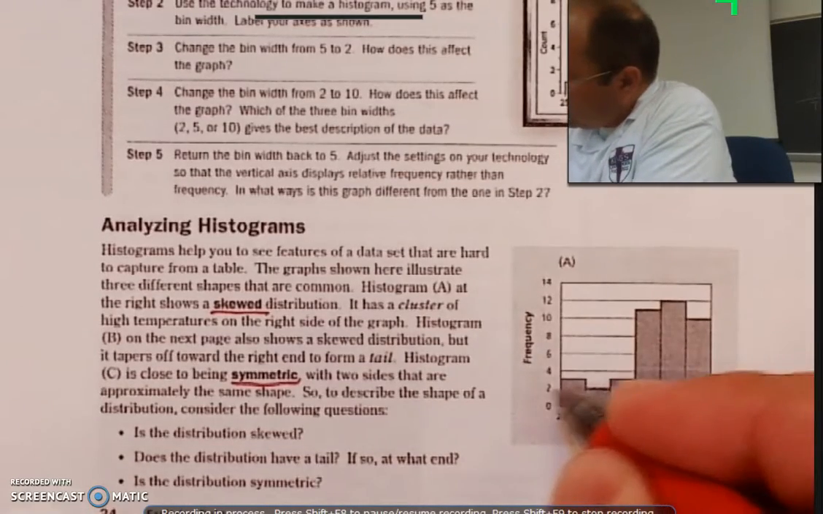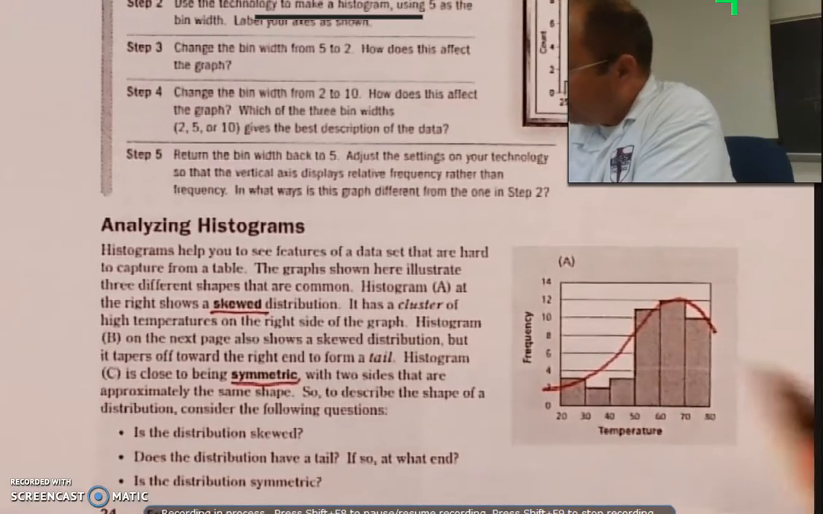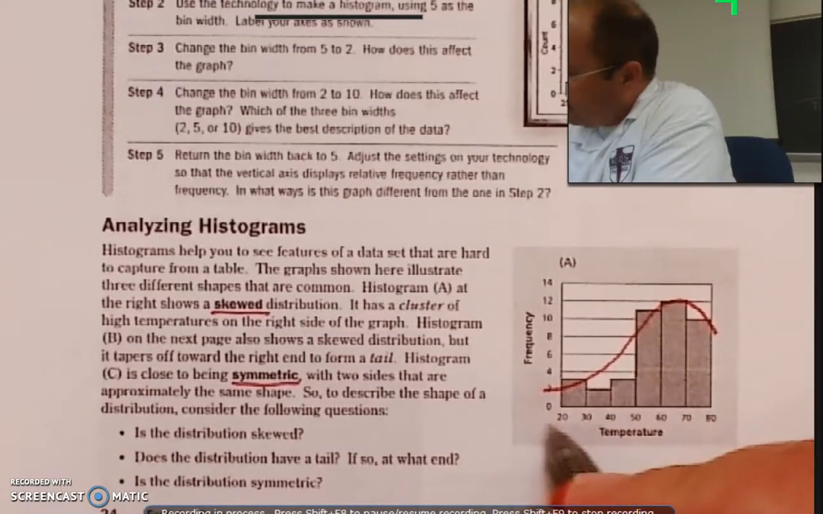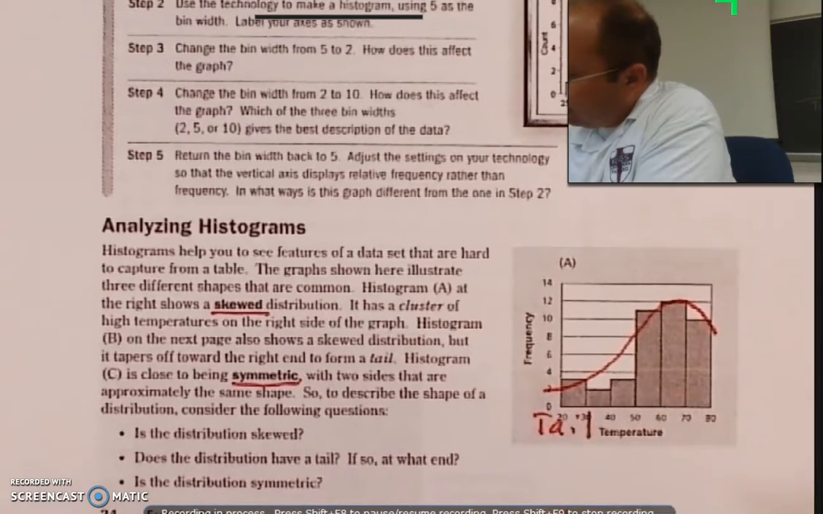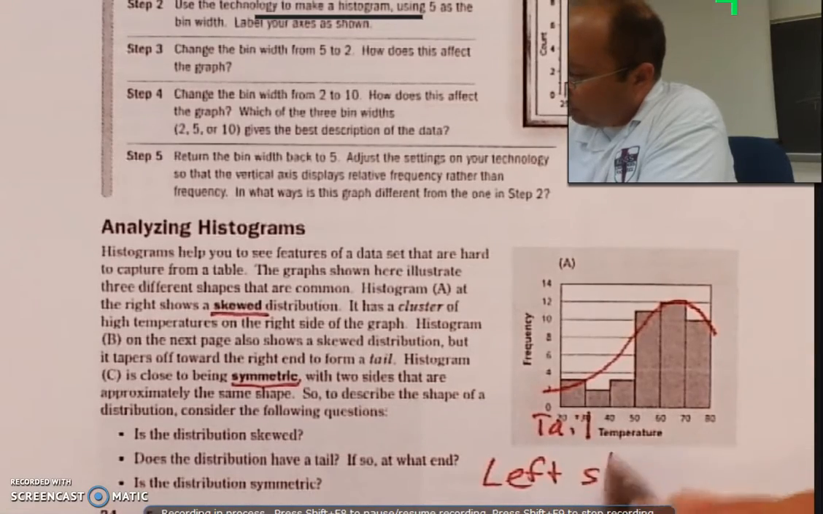Okay, as you can see, this is kind of stacked up on that side of the graph, but the tail, which would be this part, points in the direction of the skewness. So this would be called left skewed.